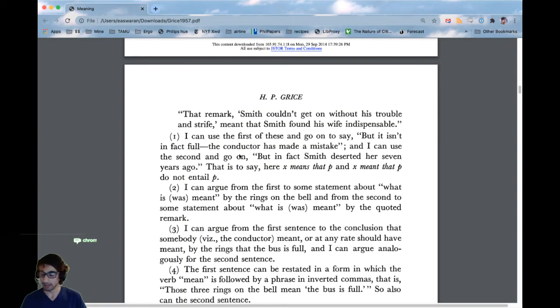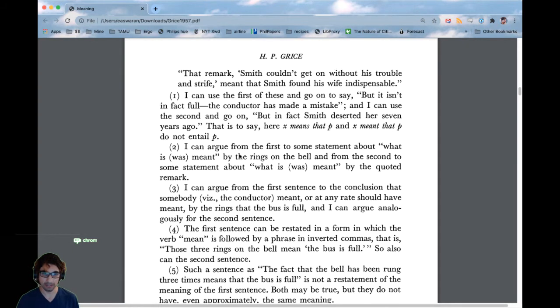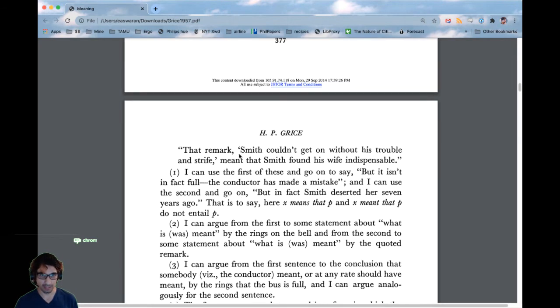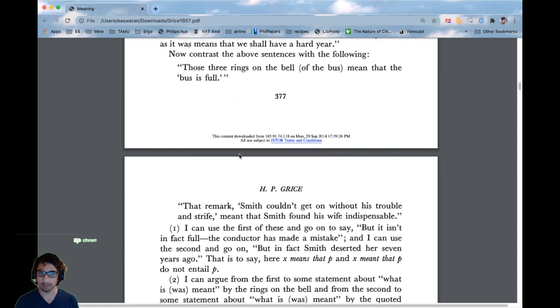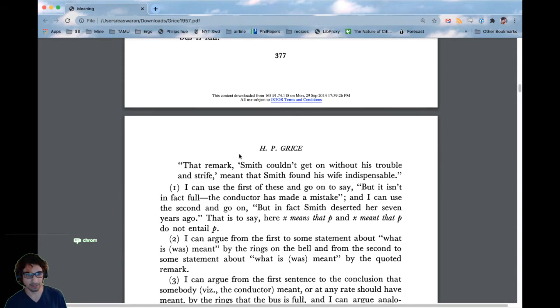Okay, so again, you can see why someone might be trying to explain what someone meant by that sentence, but he's saying these are examples where we are indicating the kind of meaning he's interested in. And now he has similar observations about these kinds of meaning. First, I can use the first of these and go on to say, but it isn't in fact full. The conductor has made a mistake. That is, we can say, those three rings mean that the bus is full, but it isn't in fact full. The conductor has made a mistake.